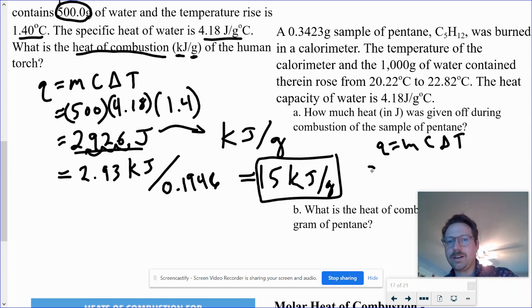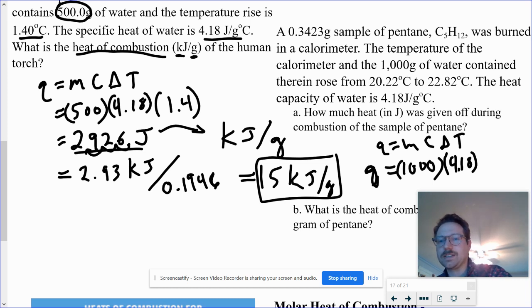Next, we have 1,000 grams of water. Specific heat is 4.18. And delta T is, let's see, doing some quick mental math, 2.6 degrees Celsius. Okay, the last step is just multiplying all this through.